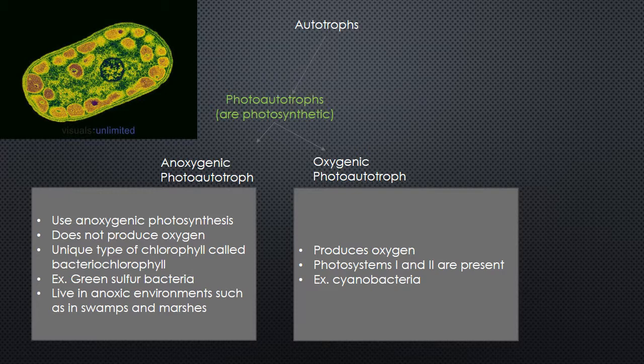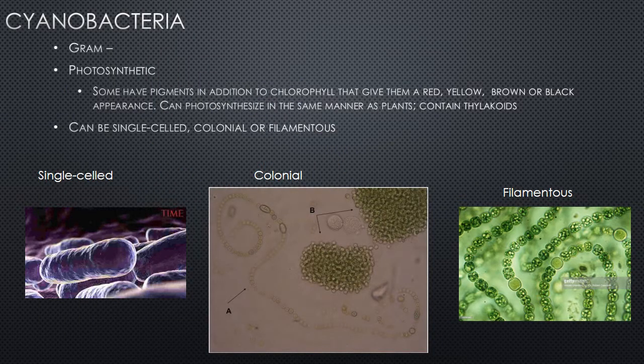The oxygenic photoautotrophs do produce oxygen, and they have photosystems 1 and 2 just like plants do, and the example of that is cyanobacteria. So cyanobacteria, these are our oxygenic photosynthetic bacteria. They are gram-negative, and in addition to your chlorophyll 1 and 2, they also have additional pigments that can make them various colors that you see. There are 3 different growth styles. They can be single-celled, colonial, or filamentous.